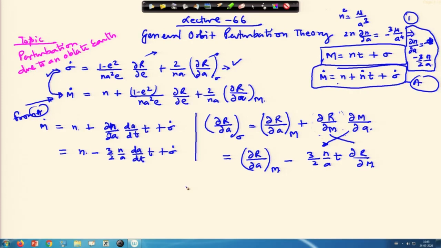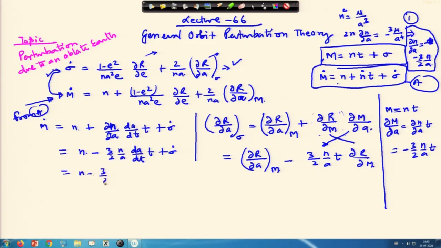So, m we are already aware of, this is n t. So, dou m by dou a will be dou n by dou a times t, and dou n by dou a we have already written as minus 3 by 2 n by a. So, therefore, this quantity results here. So, this is n minus 3 by 2 n by a dot t plus sigma dot.